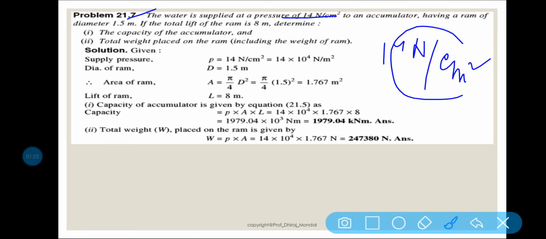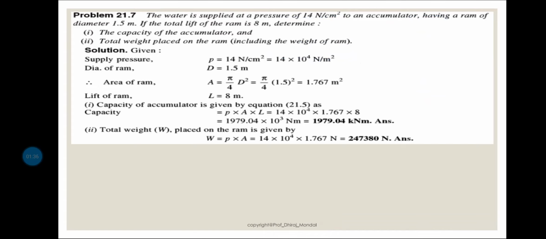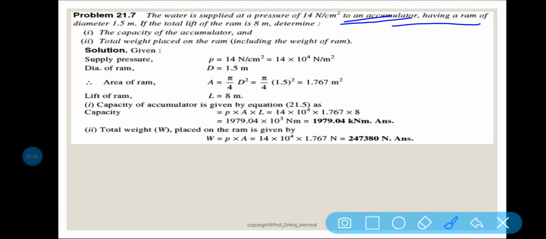See, if this type of pressure is given, then you need to change the unit to Newton per meter square. So multiply by 10 to the power 4, and you will get it in terms of SI unit. Okay, now water is supplied to an accumulator having a ram of given diameter. If the total lift, that is your stroke length, is 8 meter, then determine the capacity of the accumulator and the total weight placed on the ram, including the weight of the ram.